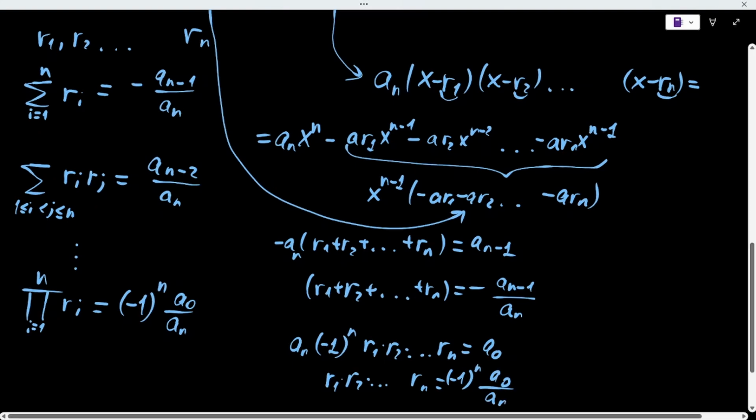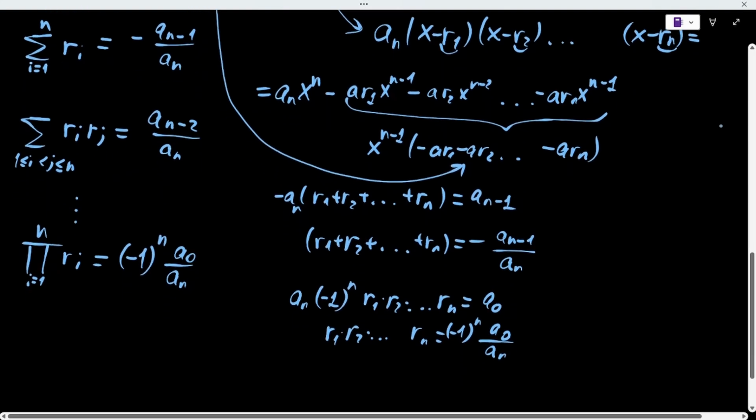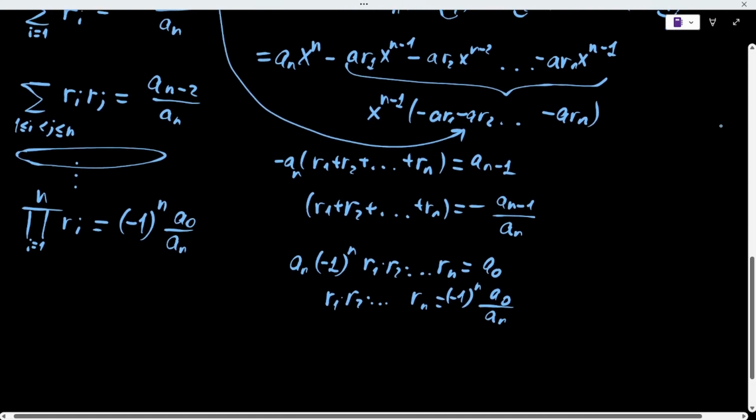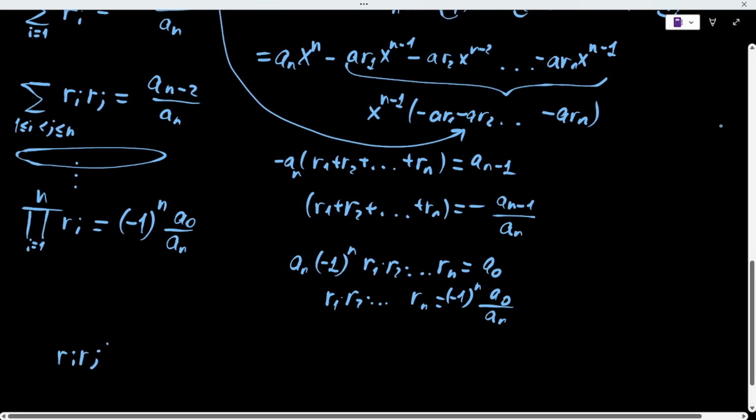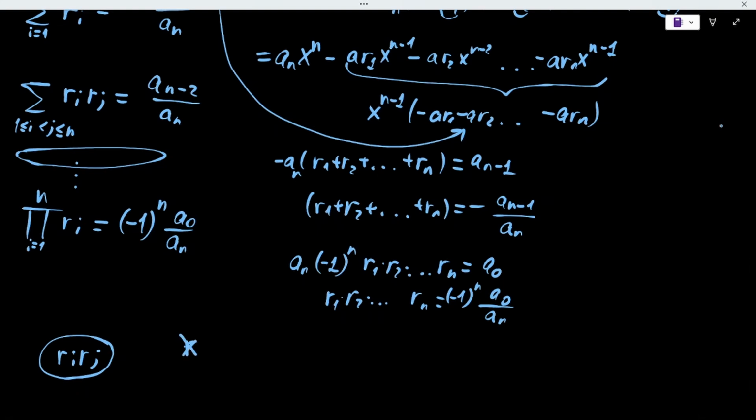And now let's see how to compute any middle term. So the sum of the products of t terms. In this case, let's first show it for Ri times Rj. If you want to find Ri times Rj, this means that we want to compute the x to the power of n minus 2 coefficient, because we are choosing only two roots and the other chosen terms will be x.